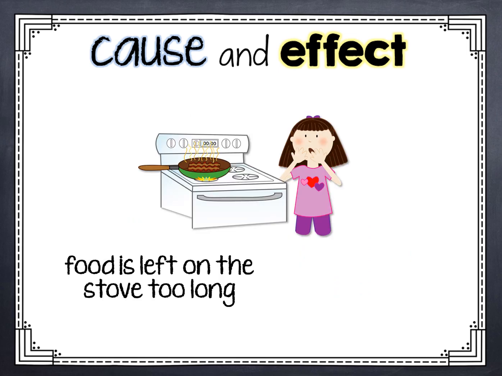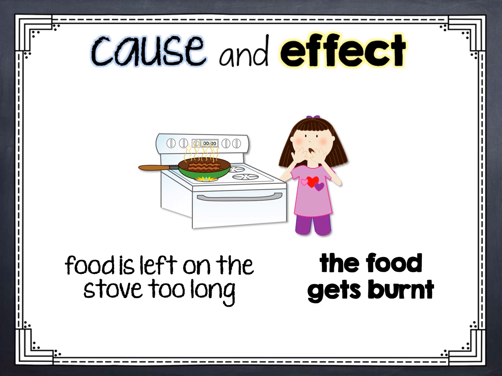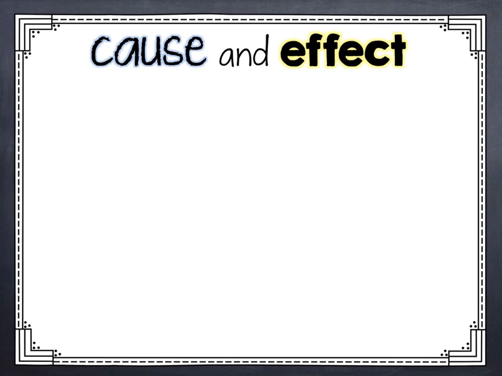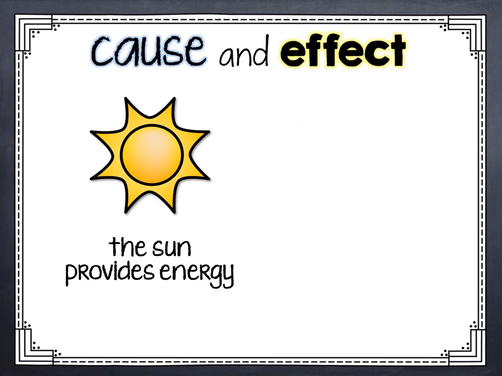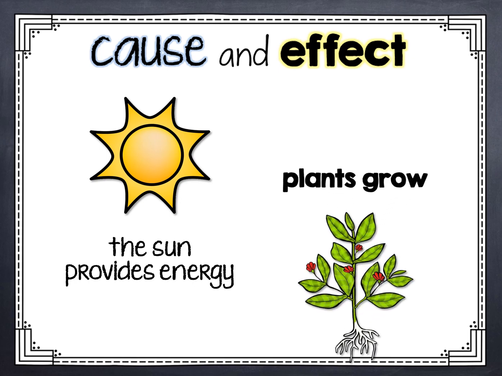Let's practice. Food is left on the stove too long. That's the cause. What happens as a result? The food gets burnt. Cause and effect. The sun provides energy. What happens as a result? Plants grow. That's the effect.